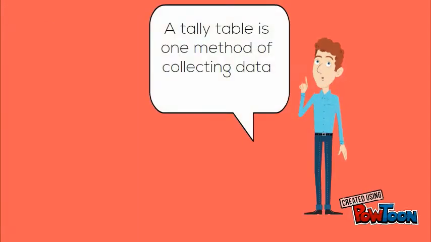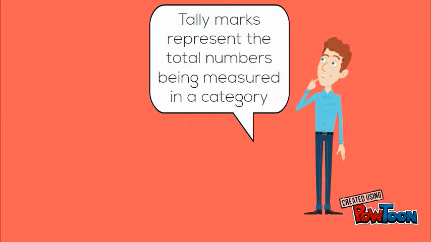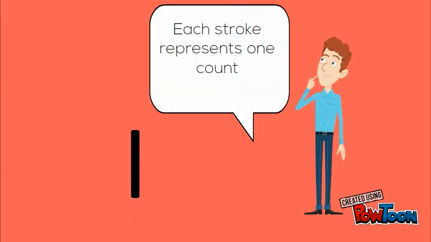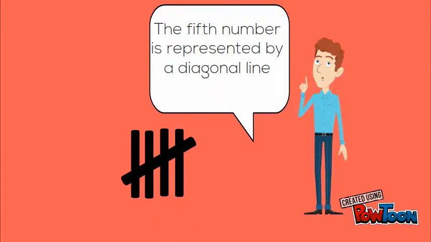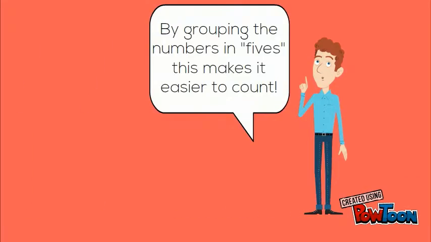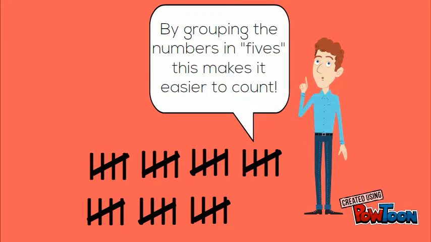A tally table is one method of collecting data. Tally marks represent the total numbers being measured in a category. Each stroke represents one count. The 5th number is represented by a diagonal line. By grouping the numbers in 5s, this makes it easier to count.